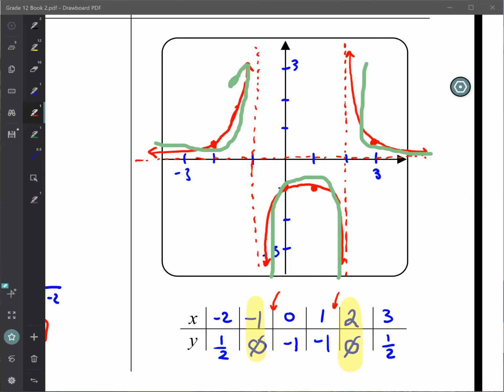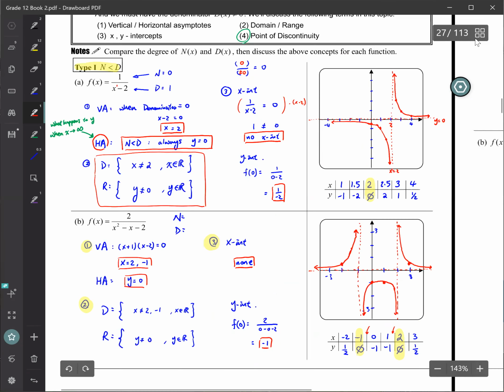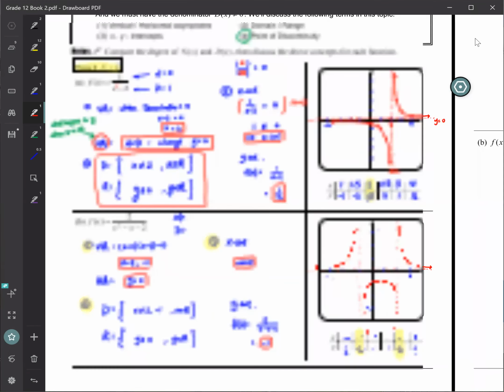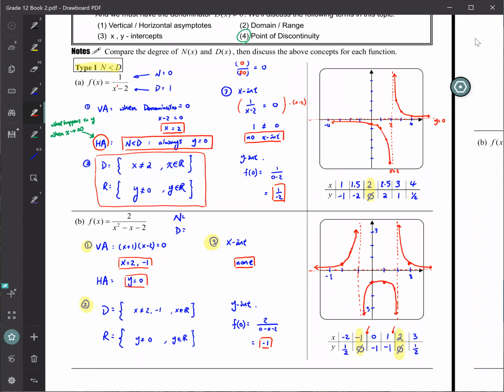So basically you just get 1 point on each side and then just follow the asymptote lines. All right, so that will be your type 1, okay? Type 1 is n less than d, okay? N less than d, horizontal asymptote is always y equal to 0, right? So different types will have different rules for horizontal asymptote, okay?